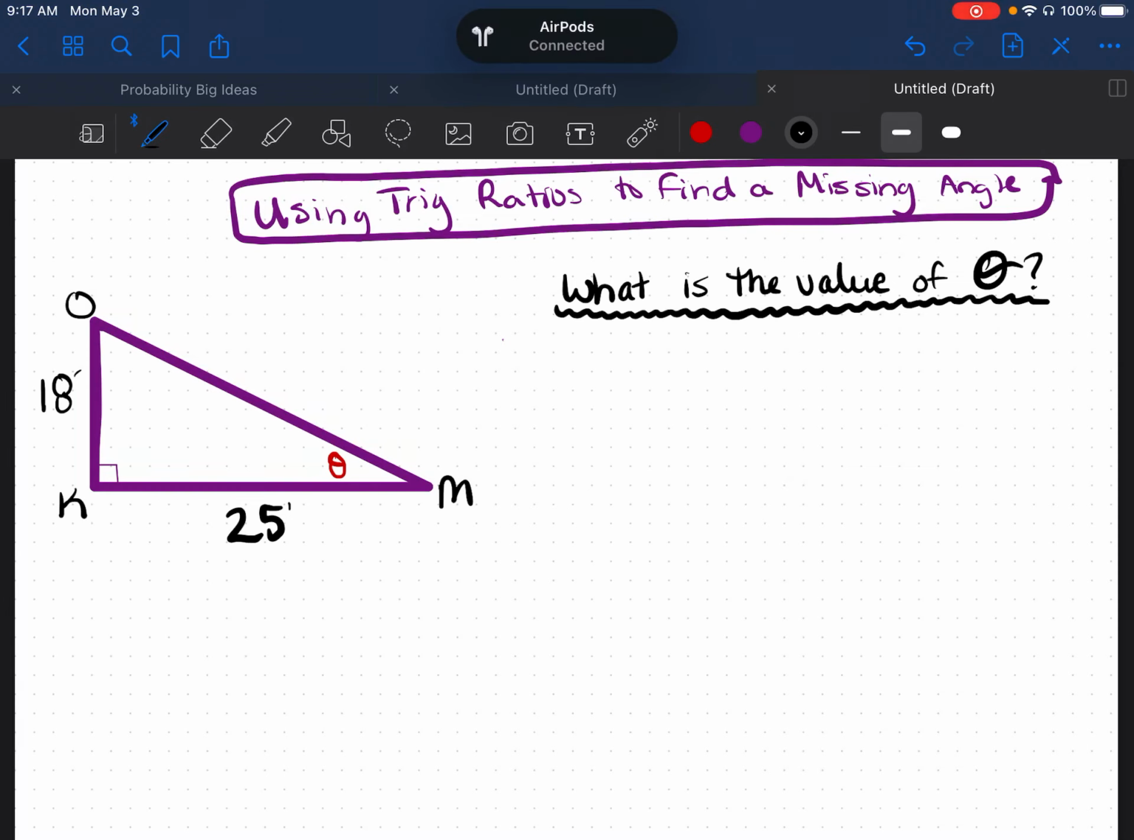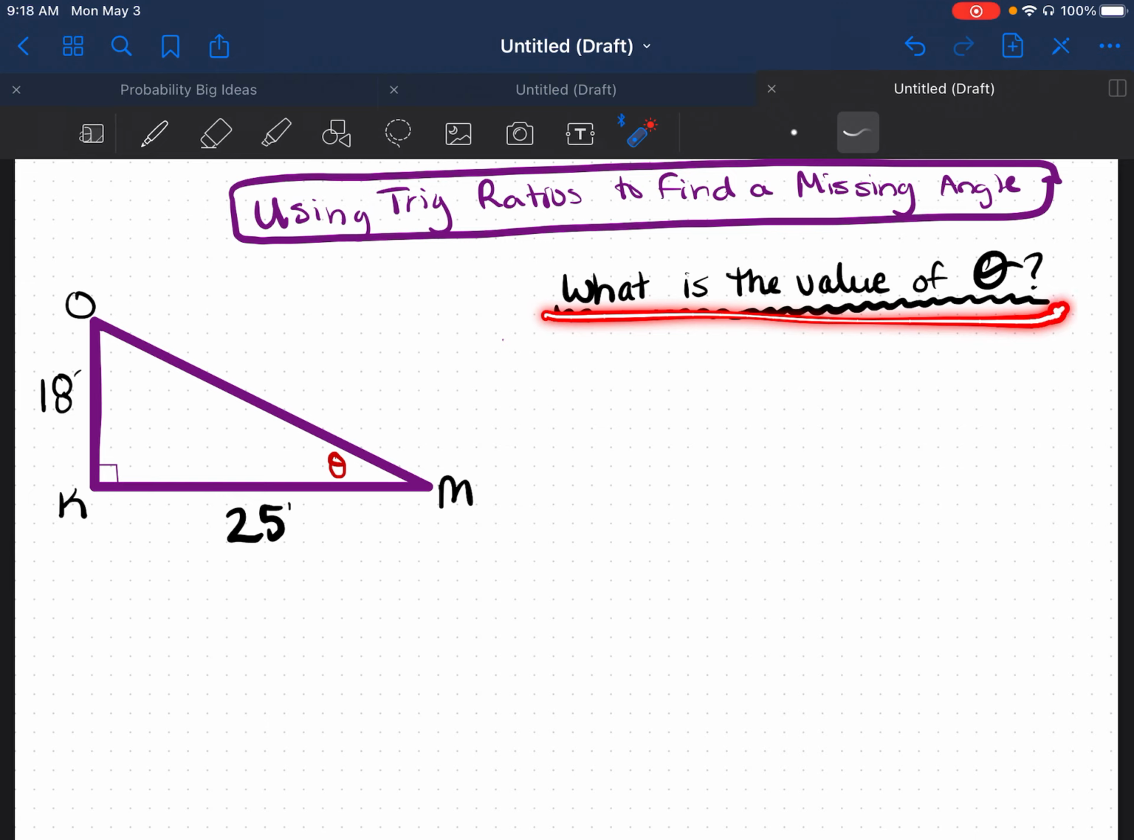How can I use trigonometry to find the missing angle in a right triangle? So we have triangle OKM, and I have two sides labeled and a missing angle, angle theta or angle M. So my question is, what is the value of theta? What is the value of angle M?